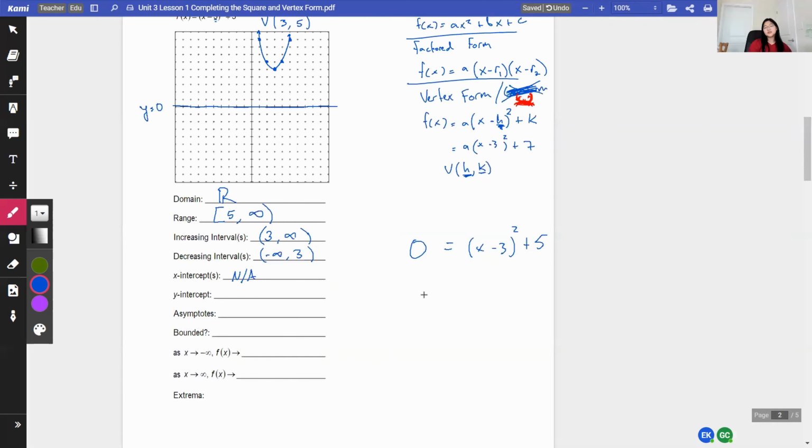Y-intercept. Y-intercept is where we cross the y-axis, which is when x equals 0. So I think what we can do is just plug 0 into our function. And then we get 9 plus 5, which is 14. Boom. I'm going to write y equals 14. But the y-intercept is a coordinate, so I'll put the coordinate (0, 14). Sounds good. This one definitely happens because you claimed the domain is all real numbers, so there is a value at x equals 0. There must exist a value. Yeah.